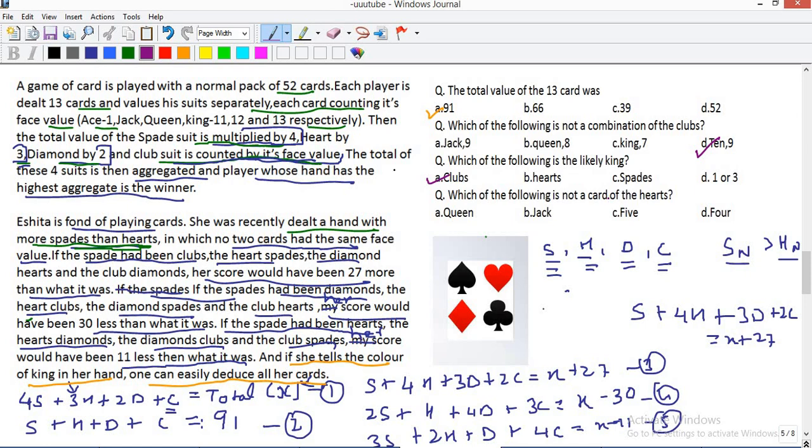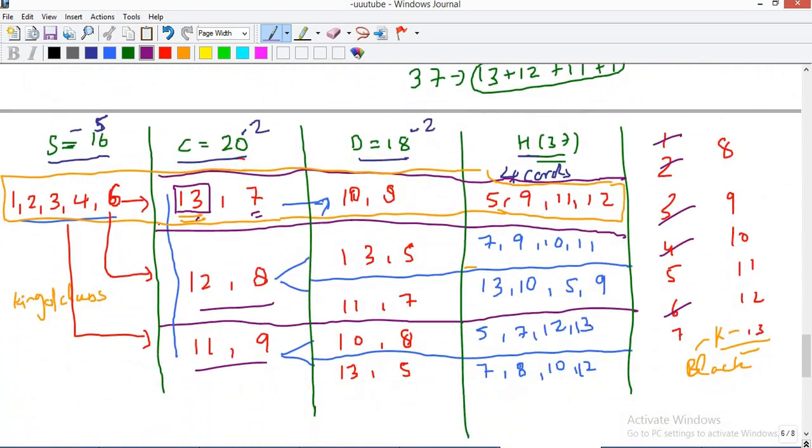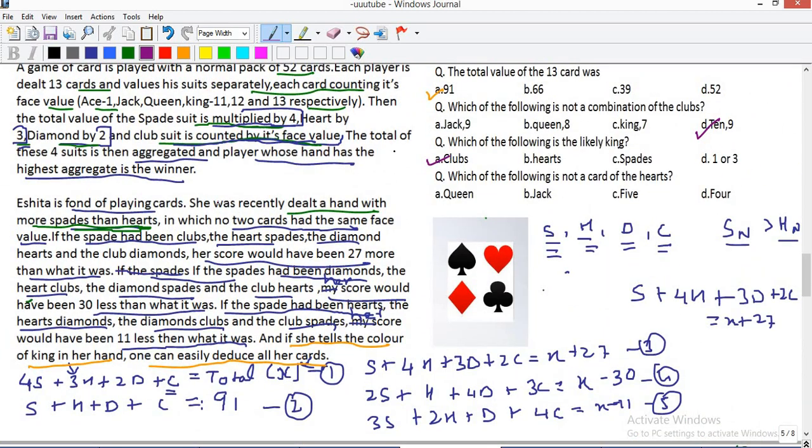Okay. Which of the following is not a card of the hearts? Queen, Jack, 5, 4. Okay, let's see. In hearts, Queen is coming, Jack is also coming, 5 is also coming. 4 cannot be, because 4 is already used in the spades. She has got 4 of spades. So I can say the correct answer is option D.